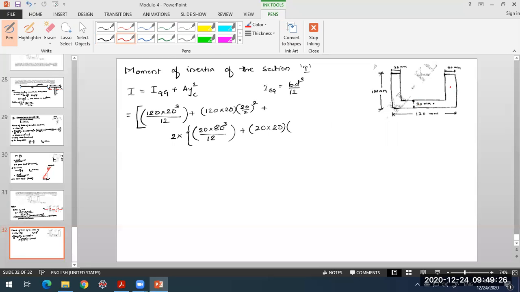This is the CG of these individual areas. What is the distance? 80 by 2, d by 2 from either end. D is 80. So measured from the bottom, what will be this distance? 20 plus this d by 2. So that will be 20 plus 80 by 2 here, square of this. So this will give us the I value for the entire channel section about the neutral axis. How much does it come out to be in this case?